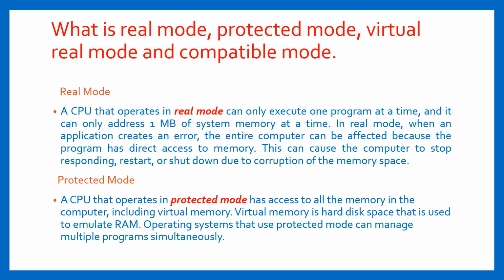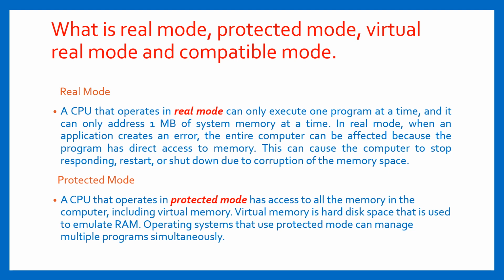Next question is, what is real mode, protected mode, virtual real mode and compatible mode? Real mode means that a CPU can execute only one program at a time if it is in real mode, and it can only address 1 MB of system memory at a time.